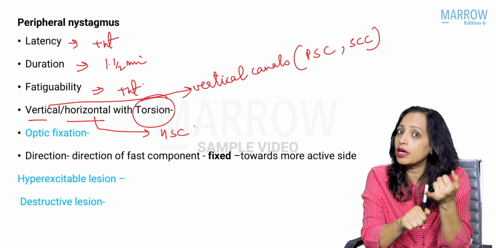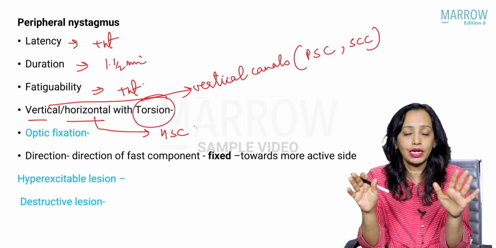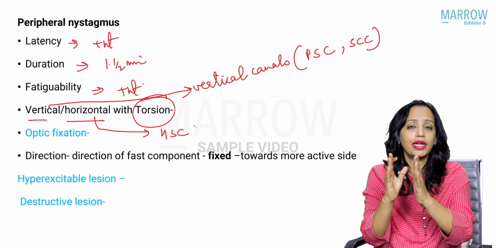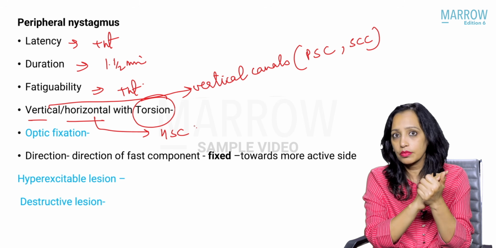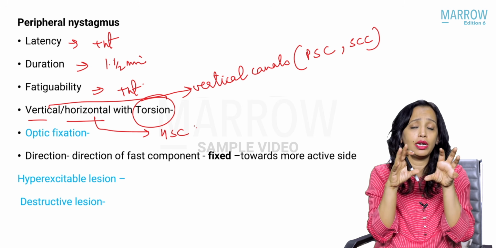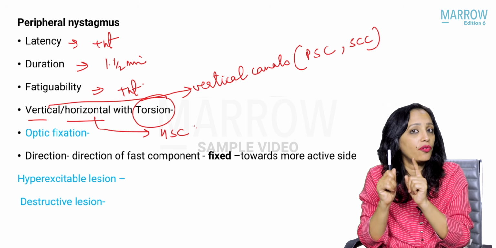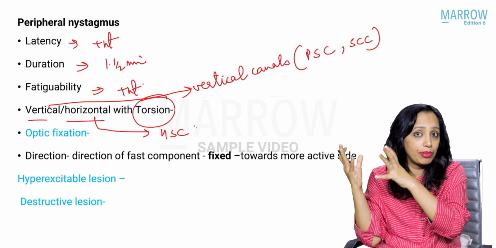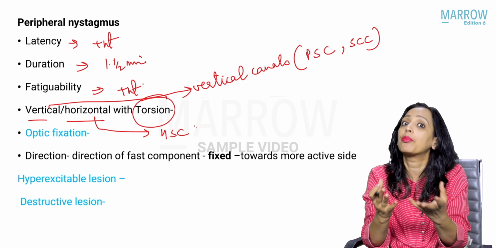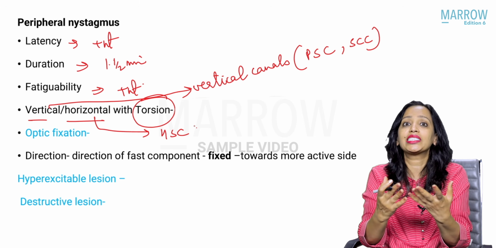Involvement of which part of inner ear? Vertical canals. Is that clear? Vertical with torsion you will get only when there is involvement of either superior or posterior semicircular canal. If you are getting a horizontal with torsion, that can be either because of involvement of the horizontal semicircular canal, or that can be also when there is complete destruction of the labyrinth of one side. For example, in labyrinthitis. For example, in vestibular neuritis.